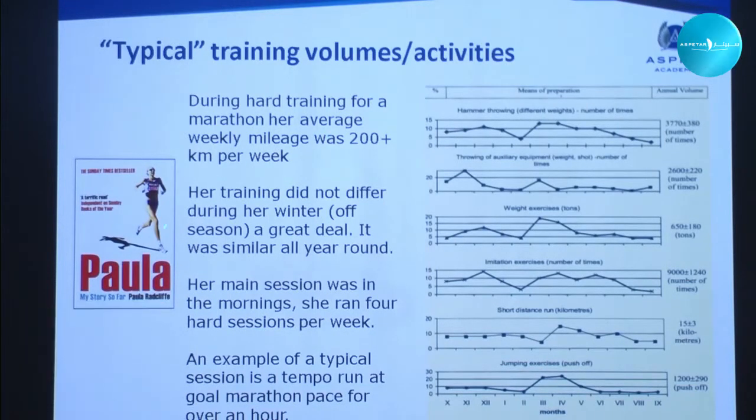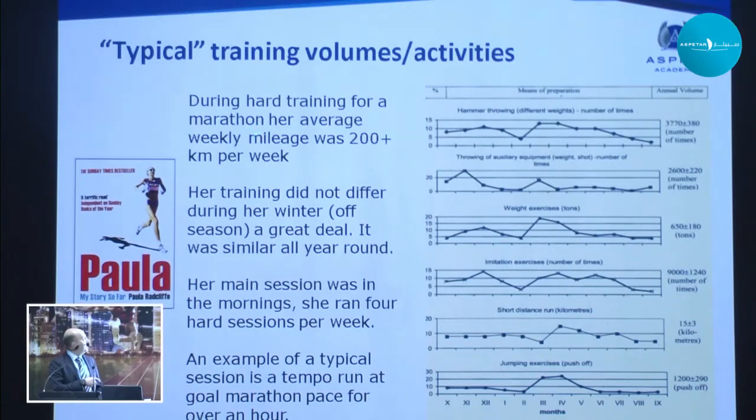If you read Paula Radcliffe's book, she was training 200 or more kilometers per week, which is a lot of running. The training did not differ during the winter a great deal; it was similar all year round. The main session was in the morning. She ran 4 hard sessions per week, and she used to do a tempo run at goal marathon pace for over an hour. Try that, okay? Would you copy that for someone else?